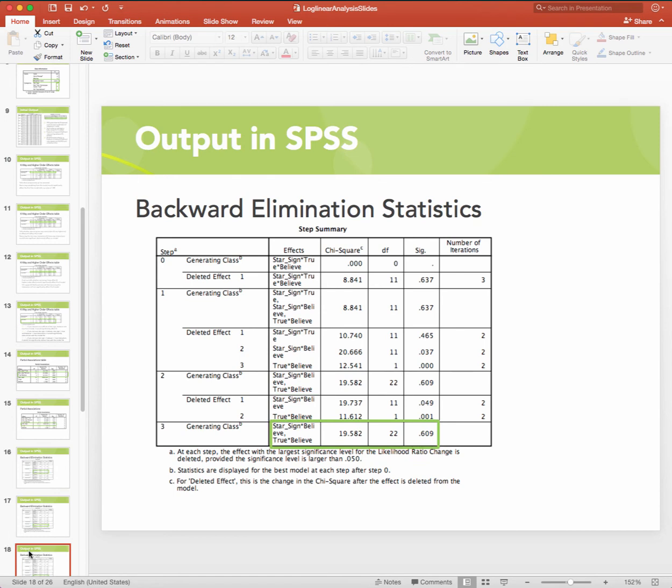Our final model is one that retains all of the main effects and these two interactions. As neither of these interactions can be removed without affecting the model, and the interactions involve all three of the main effects, our main effects are not examined because their effect is confounded with the interactions that we've retained.